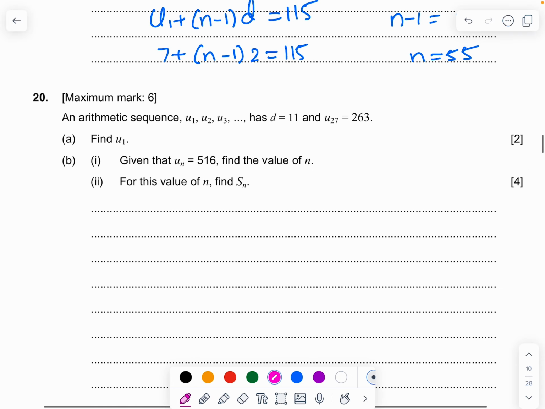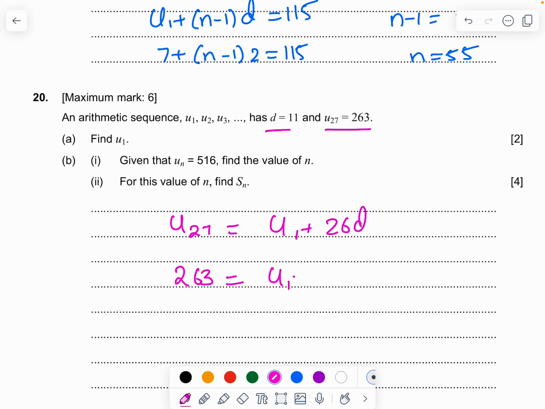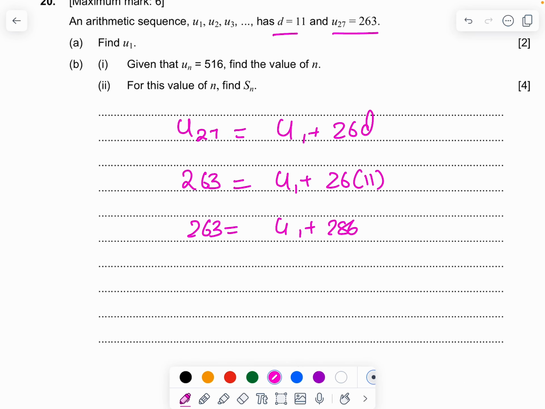Question number 20. Find u1. d has been given, and 27 has been given. u27 is u1 plus 26d. This is 263. u1 we don't know. 26 times d is 11. So 263 equals u1 plus 26 times 11. When I do 26 times 11, I'll be getting 286. So u1 equals 263 minus 286. So u1 equals negative 23.